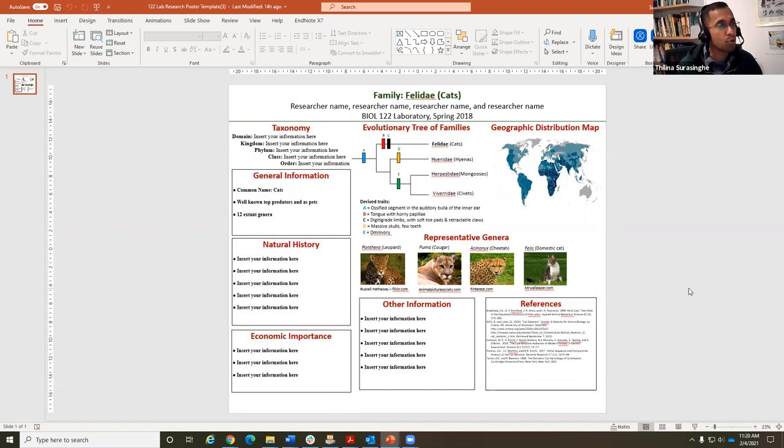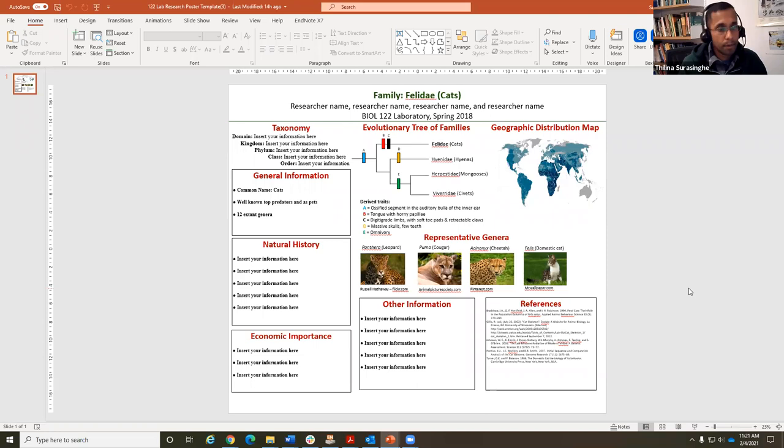Do not worry about adding any new boxes. All the boxes and information subheadings you need are already there, right? You will have to change the tree. The tree branching pattern will be different, and the trait labeling will be different, but the basic layout, just keep it as it is. Don't even bother rearranging it. That's too much work. This is to help you out, right?